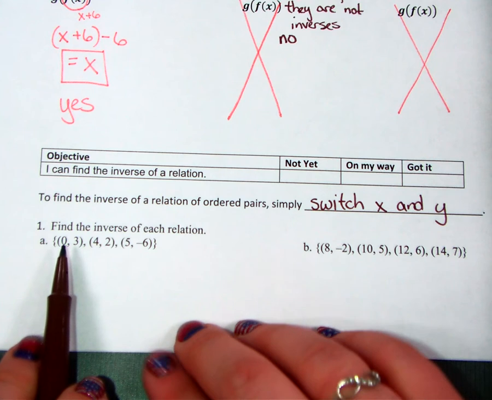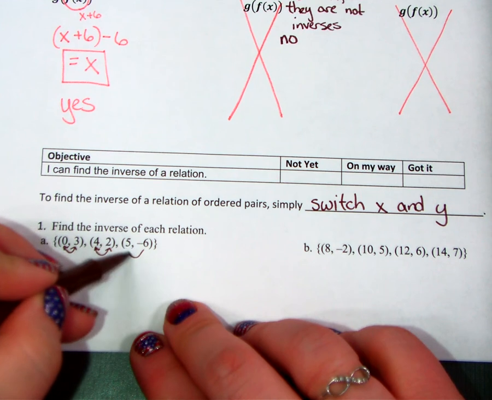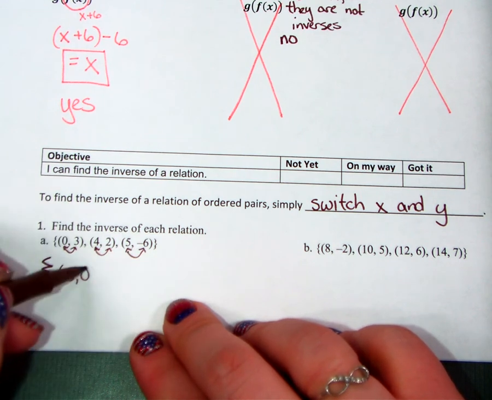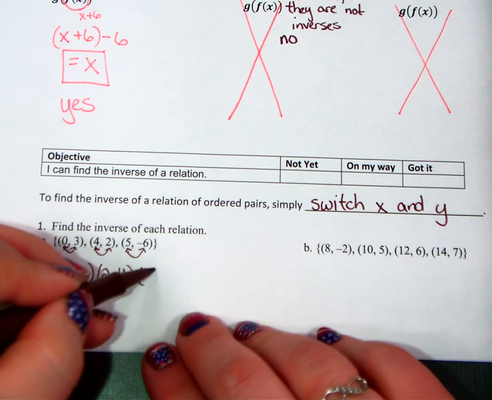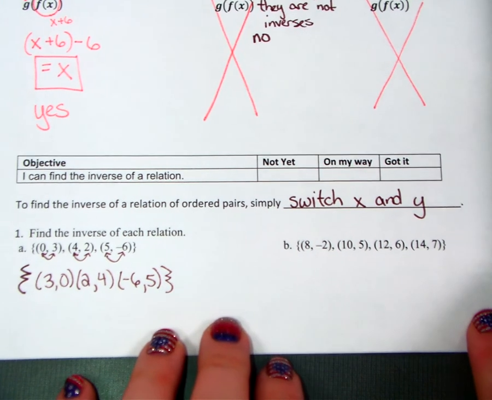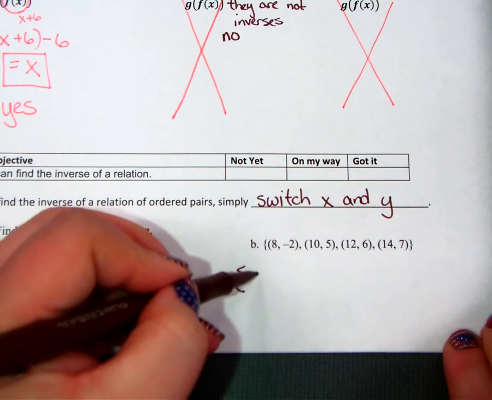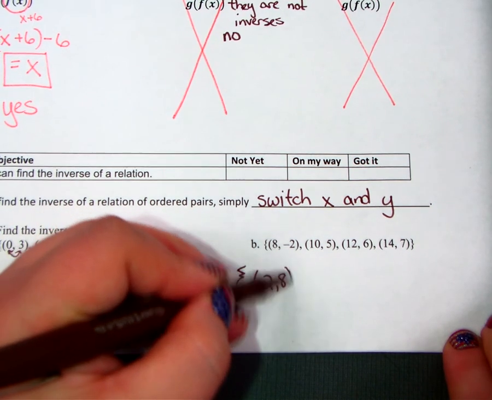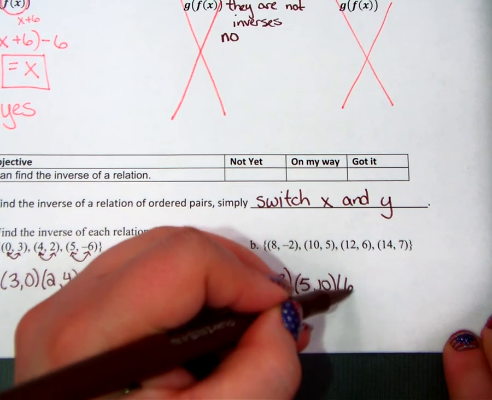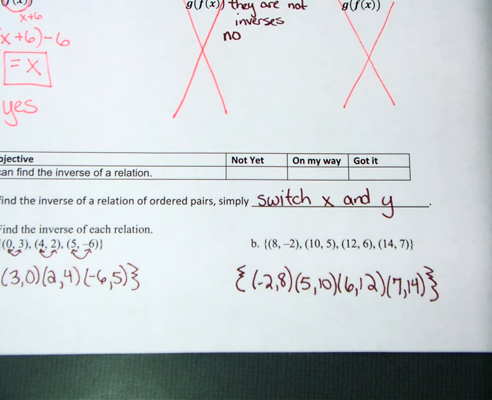So when I go to find the inverse of this first relation, I'm going to take and switch each one of these coordinates, x and y. So I have (3, 0), (2, 4), (negative 6, 5). Told you this one would be your favorite. The next one, (negative 2, 8), (5, 10), (6, 12), (7, 14). That one had a little extra hump in it.